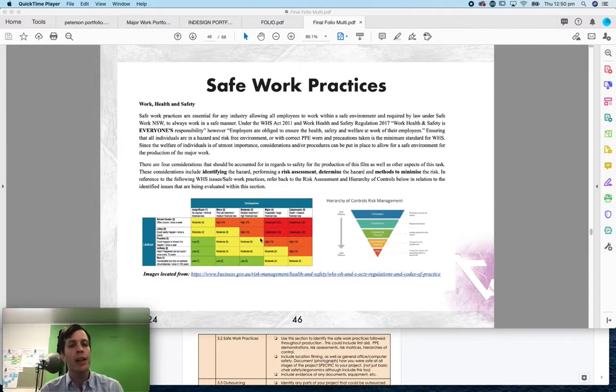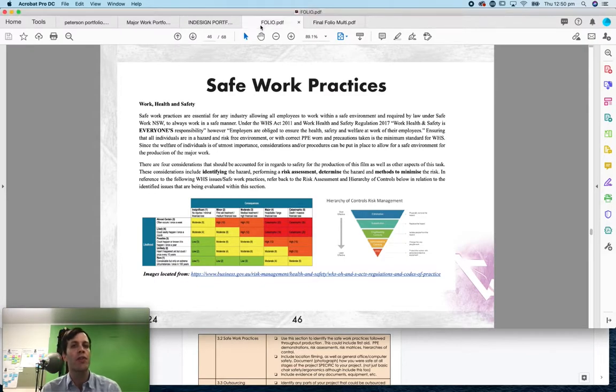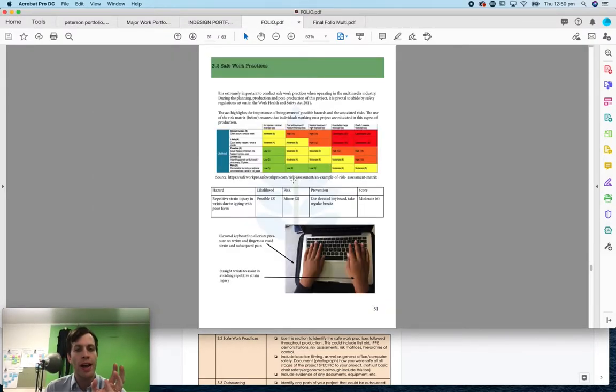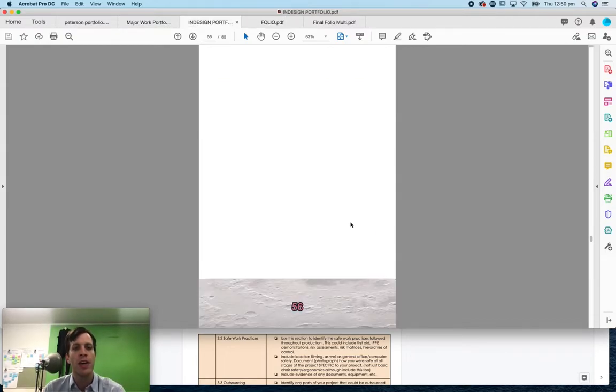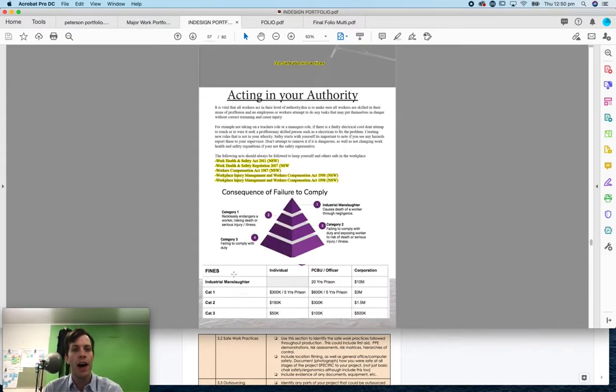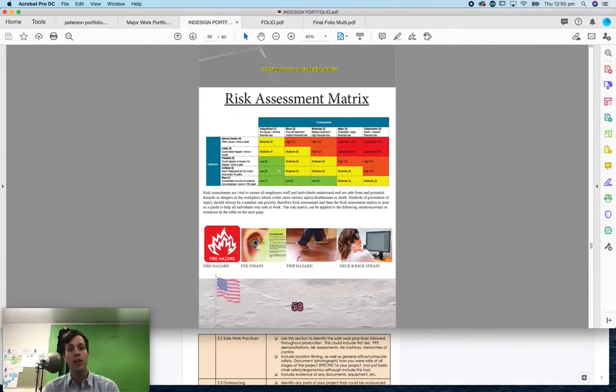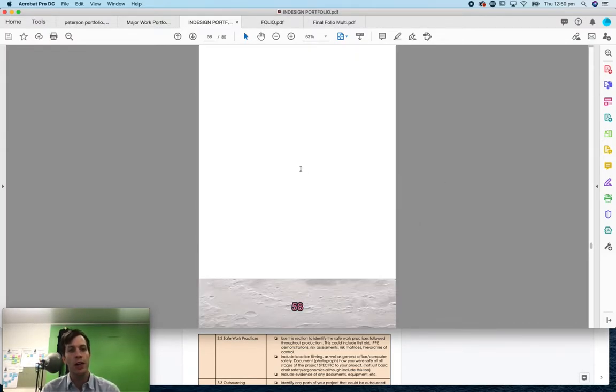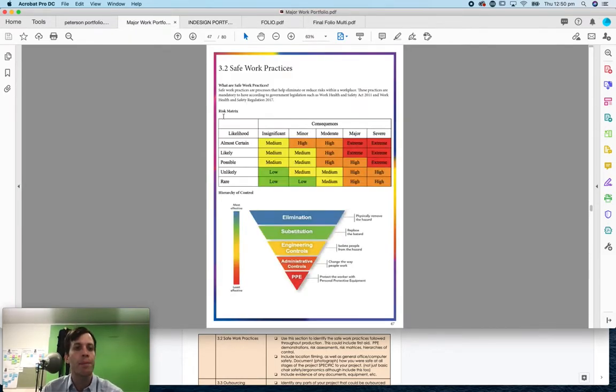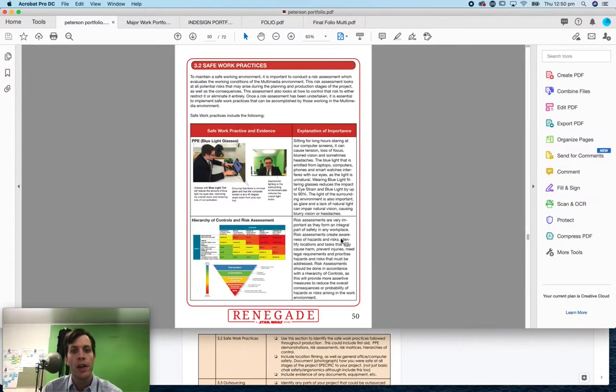One thing that I like my students to have is a hierarchy of controls and a risk matrix. I like everybody to have those in there, whether or not they have to have it. So here we've got our risk matrix. Here we've got a consequence of failure to comply and some actual governmental information, but the risk matrix is in here as well. And same thing and same thing.